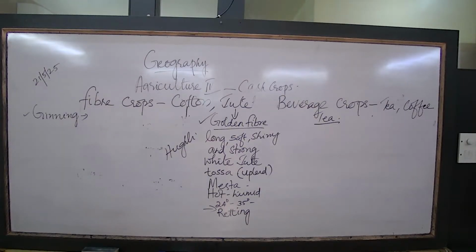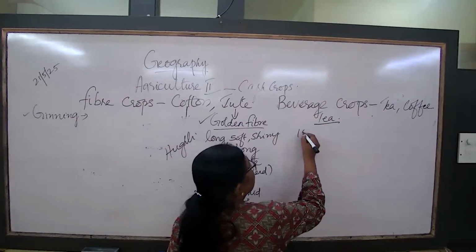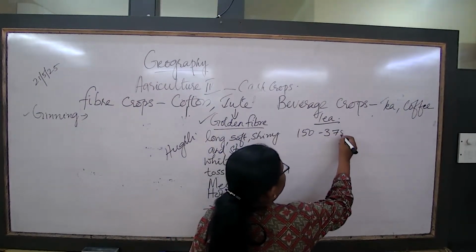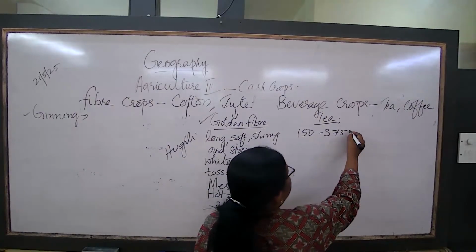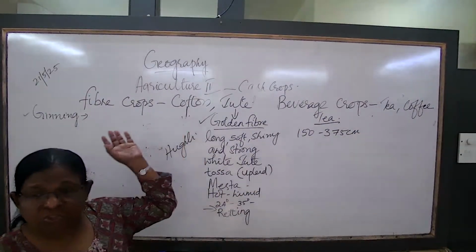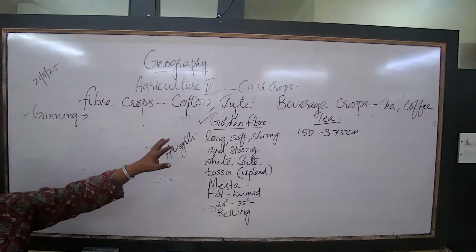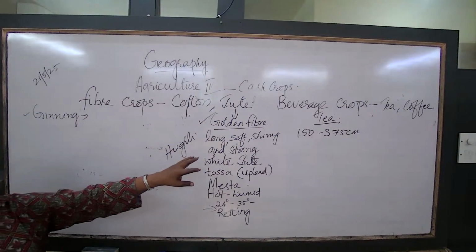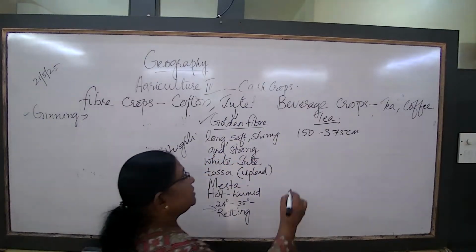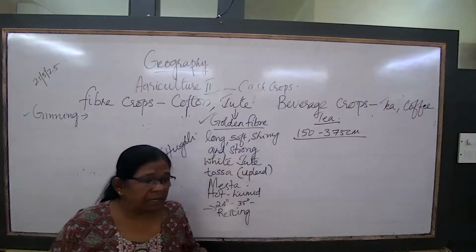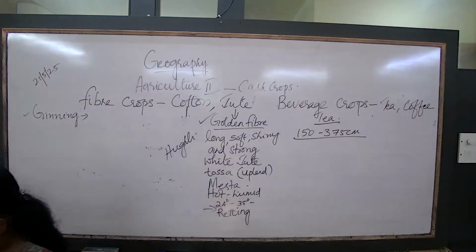It must have abundant rainfall, at least 150 centimeters, well distributed throughout the year. In Assam tea areas, the annual rainfall averages between 150 centimeters and 375 centimeters. This is the most important thing: 150 to 375 centimeters. Most of the crops which we studied, the maximum we have seen is up to 300 centimeters. No other crop we have studied has this, but this one is 150 to 375 centimeters. So you have to remember.